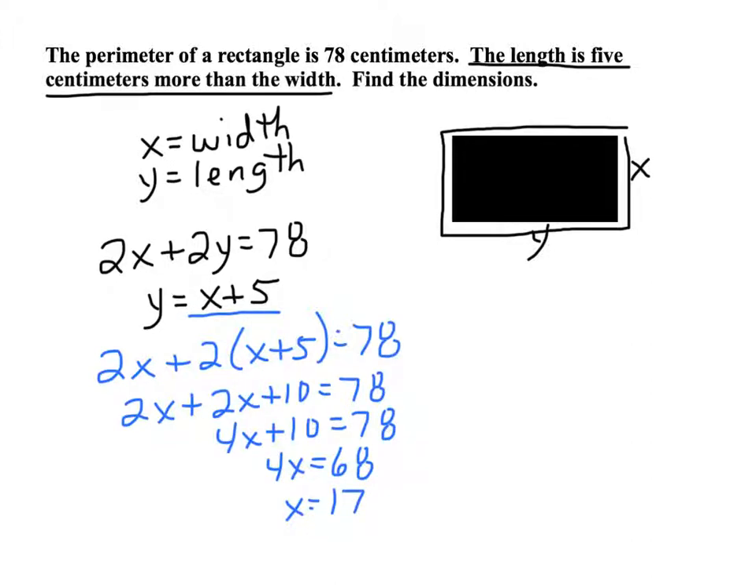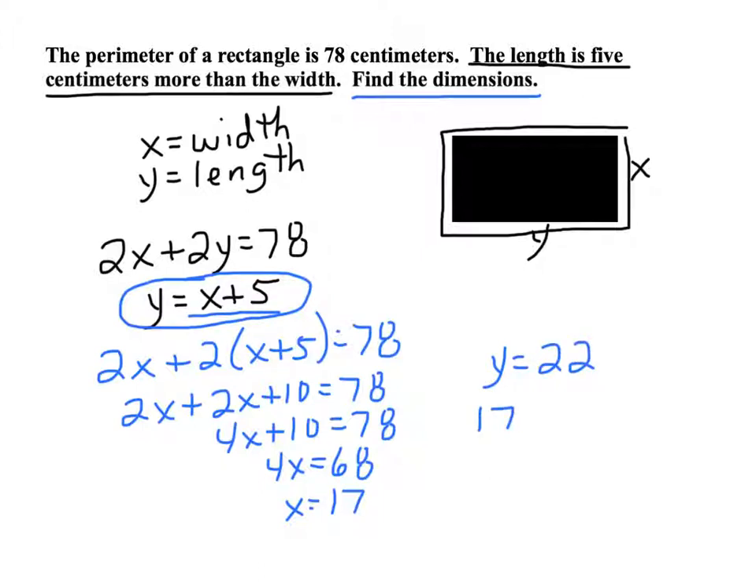Remember though, in the problem it said to find the dimensions. So if x is equal to 17, I'm going to come back to one of my original equations. That must mean then that y is equal to 22. So the dimensions of this are 17 centimeters by 22 centimeters for my final answer.